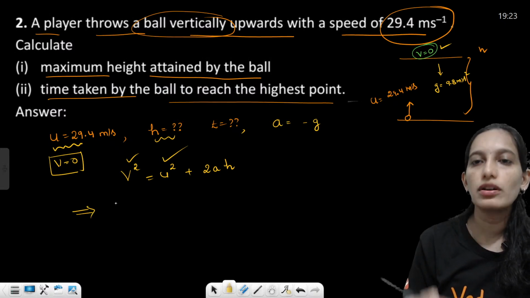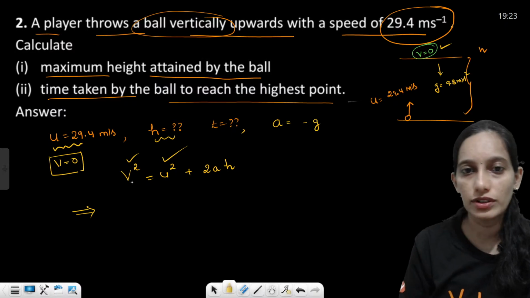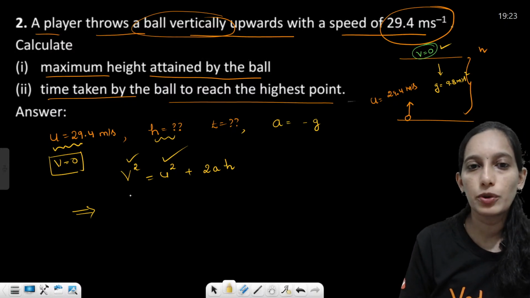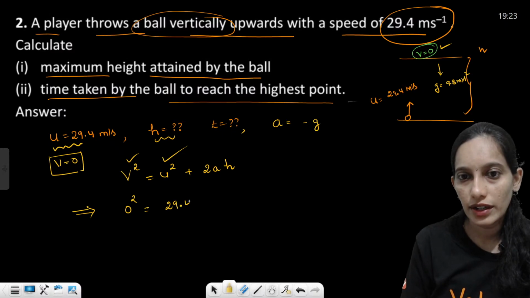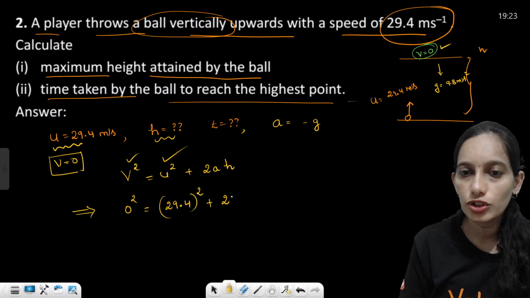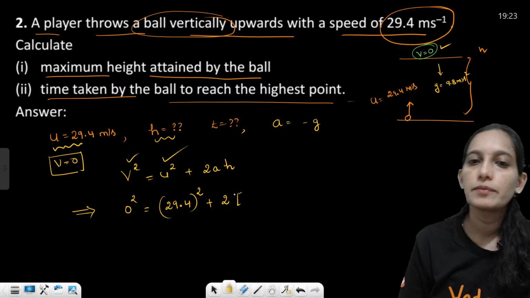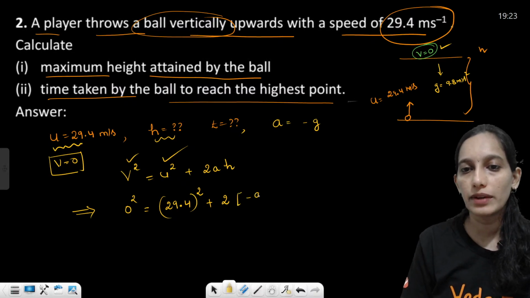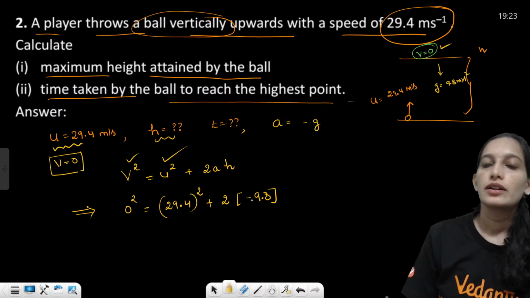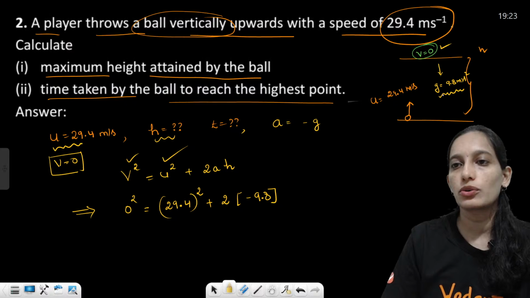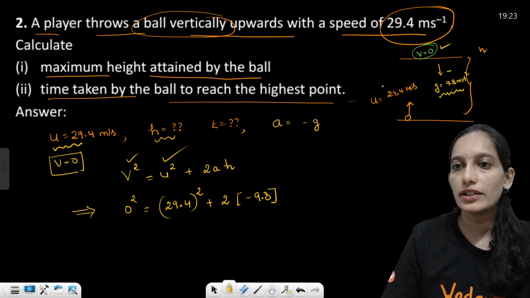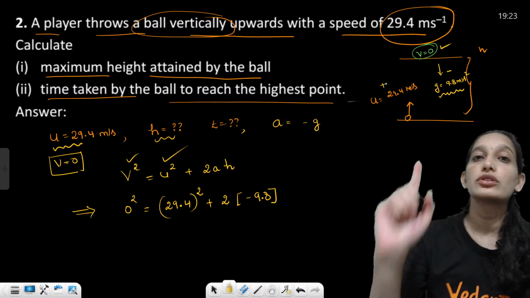Now our next job is to put the sign convention. The velocity at the highest point is 0, so I put 0 square. U square is there, so that is 29.4 whole square plus 2 into, and here a means minus j, so I have to take minus 9.8, because the acceleration due to gravity is acting downward. Downward is always negative and upward is always positive. That is the sign convention I'm taking.